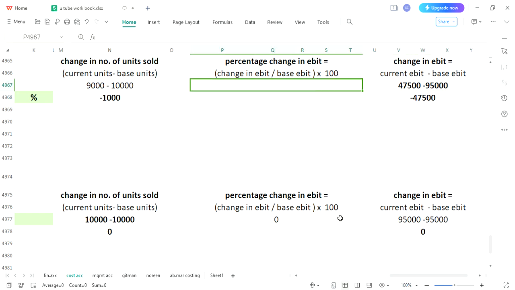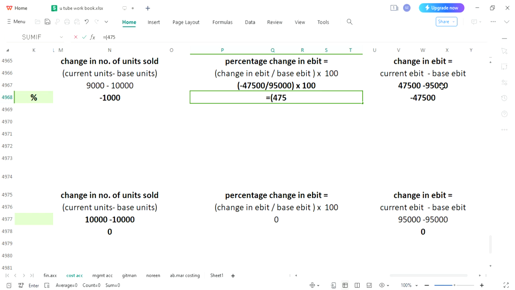We can now complete our formula, percentage change in EBIT. Change in EBIT just calculated, minus 47,500, and it would be divided by base EBIT. This was 95,000. Close your bracket, multiply it with 100. So in this way you can calculate your percentages. Statement is completed. Now we can put it on our calculator. Just by multiplying with 100 you will get your percentage. So here minus 50% has been calculated.